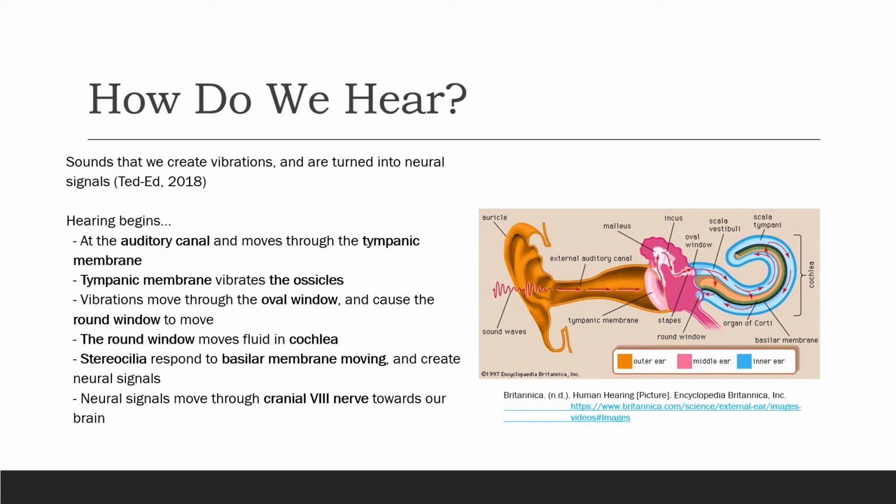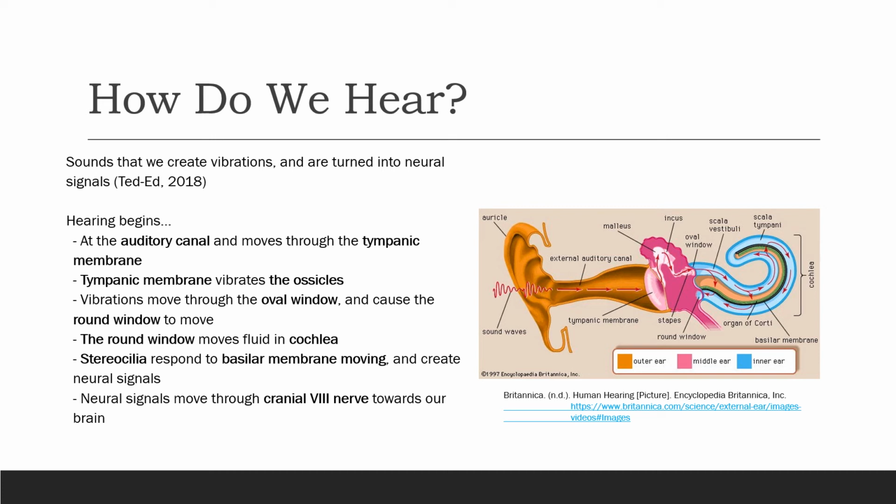This vibration of the eardrum causes the ossicles to vibrate in order, from the malleus to the incus to the stapes. As the stapes moves, the vibrations move through the oval window, which in turn moves the round window. The movement of the round window pushes the fluid that is in the cochlea. The fluid inside the cochlea moves from one end of the cochlea to the other.